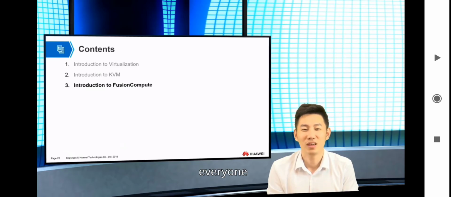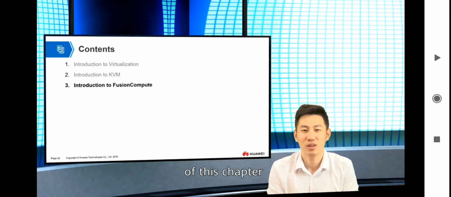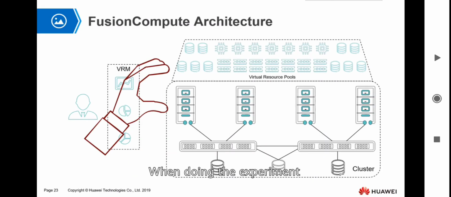Okay, everyone. Now we have finished the first two subsections of this chapter. Next, I will make an introduction to Fusion Compute. When doing the experiment, we use Fusion Compute as a carrier. First, let's take a look at the architecture of Fusion Compute, which is similar to the architecture of KVM. It is also a management tool and then a virtualization product. The management tool for Fusion Compute is VRM.